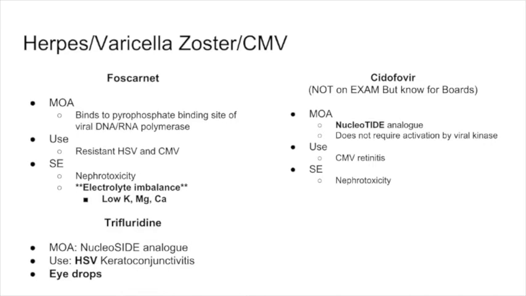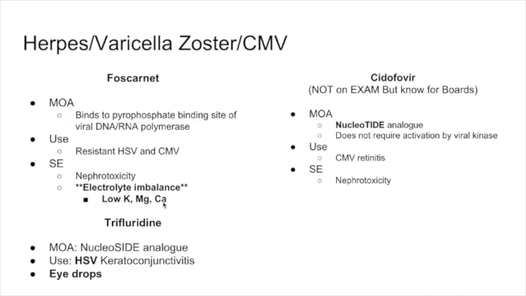The next class of drug is foscarnet. You remember when we talked about foscarnet is that it directly inhibits DNA and RNA polymerase. It binds to the pyrophosphate site, and it's specific to DNA and RNA polymerase, thus inhibiting replication. Foscarnet is reserved for resistant HSV and CMV because it has a bunch of side effects that are generally not well tolerated. It causes nephrotoxicity, but the biggest thing that shows up on exams is electrolyte imbalance: hypokalemia, hypomagnesemia, and calcium.